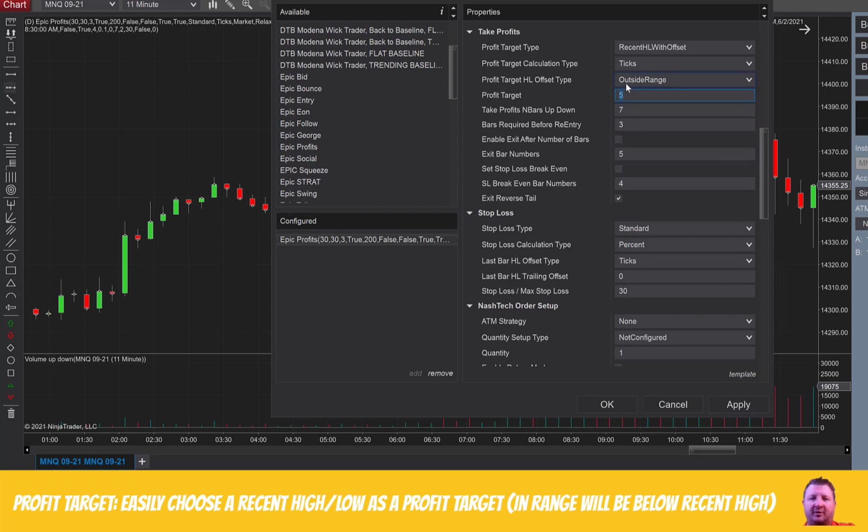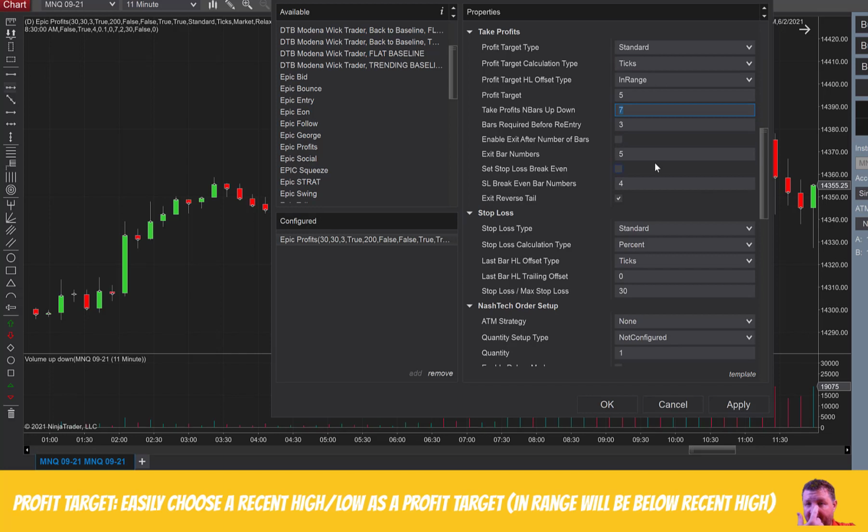So what does that mean? If your recent high low was set to here, it'd be 5 ticks above that range. So with standard setup, it's basically ticks, percent, pips, based on your instrument.